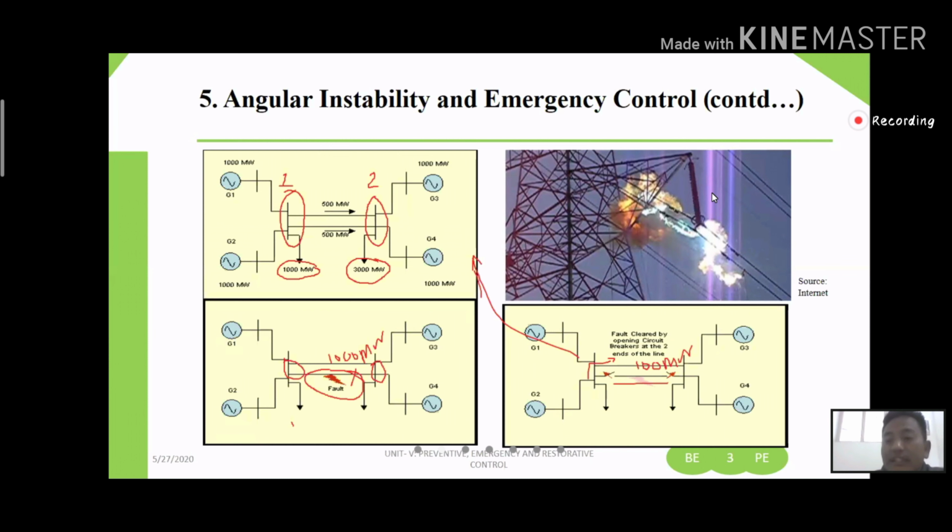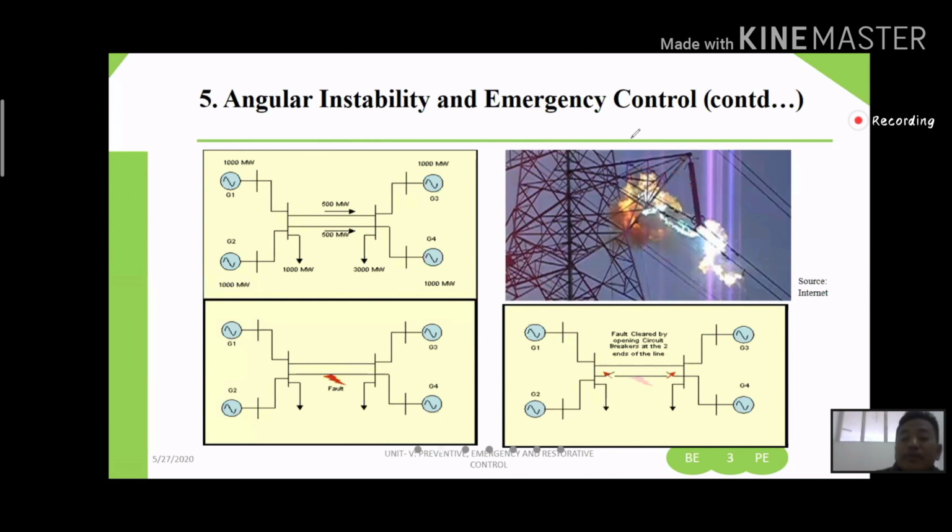This is a real picture which I have taken from the internet. This is how angular instability normally occurs. Normally a fire may catch up in this. But the scenario we have to understand is: first we have seen the normal case; in the second case a fault occurs, we try to isolate that line and transmit via the other line, and it is still within the limits. If it is within the limit, then there is no need to carry out emergency control.